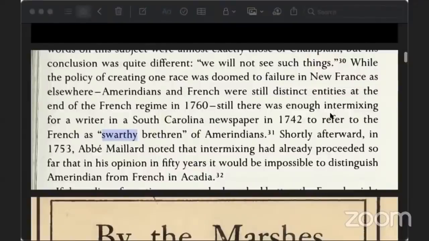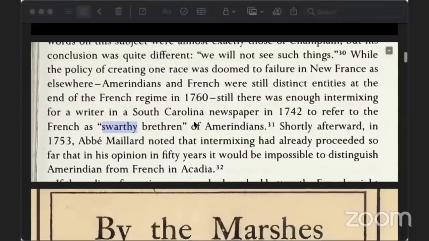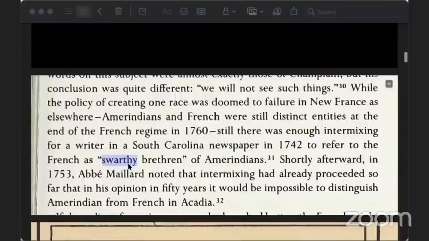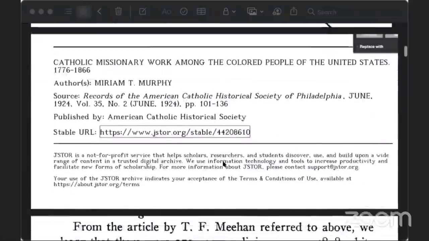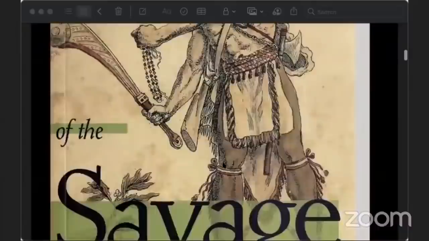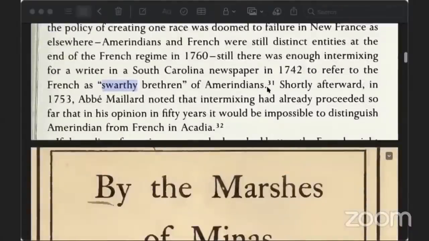Still, there was enough intermixing for a writer in a South Carolina newspaper in 1742 to refer to the French as swarthy brethren of Amerindians. The French were what? Swarthy? They were black. The French were black brethren of Amerindians. Listen to this. Now, we know they just described the Indians as swarthy, right? So swarthy Indians and swarthy French people, right? So if they come together, what do you think is going to happen?